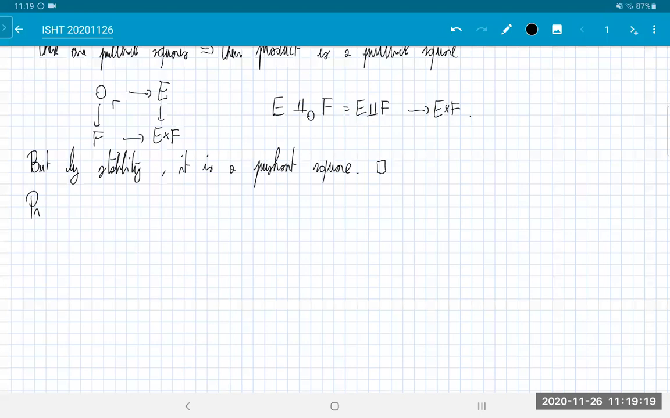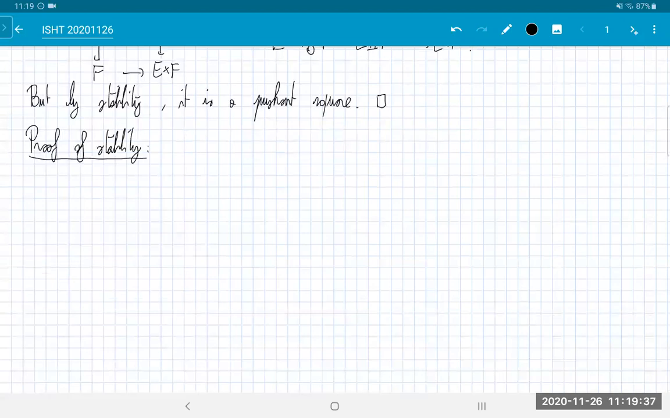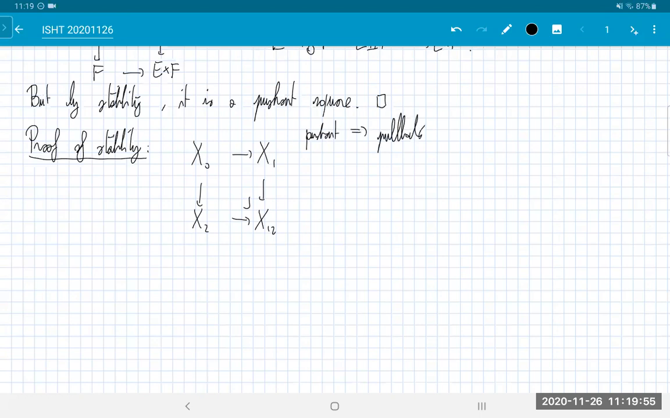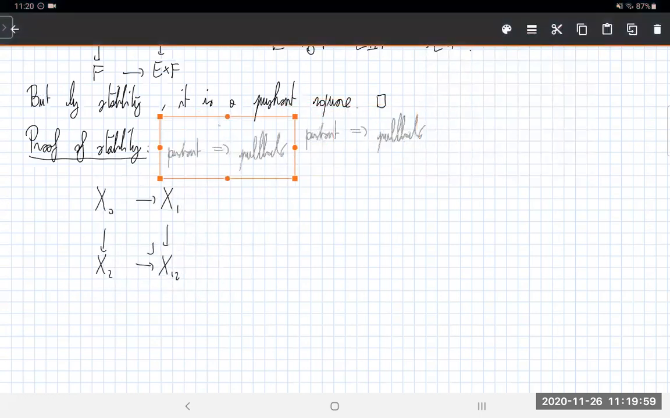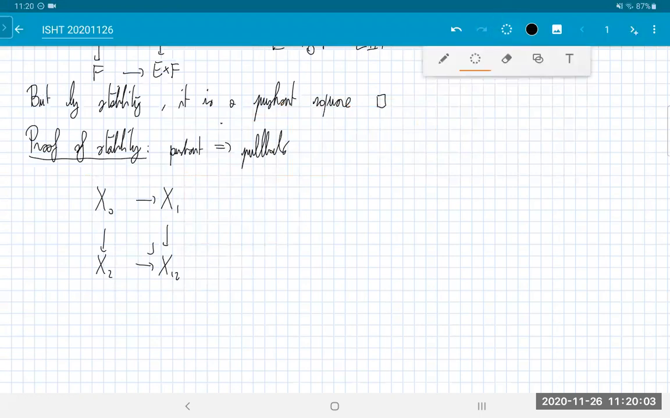So, okay. Proof of stability. We have our square. Let me show one direction. Let me suppose it's a push-out square and show push-out implies pullback. The other is exactly the same with the diagram written in the opposite direction. So we enlarge this diagram. We first add maps to 0. Okay, so far so good. And then we take the push-outs here.